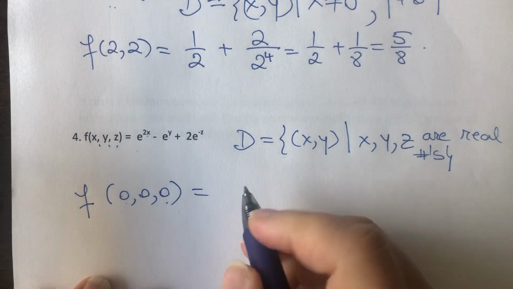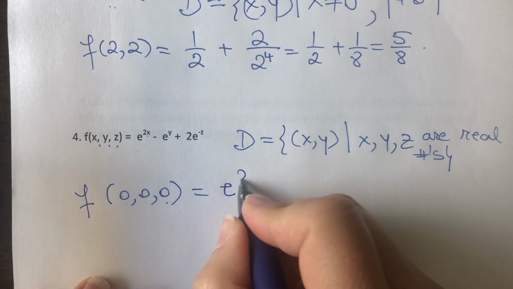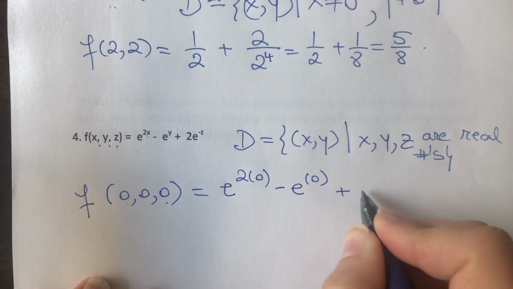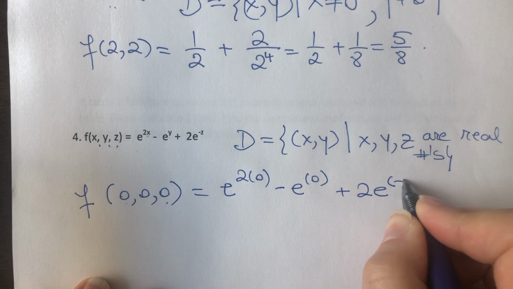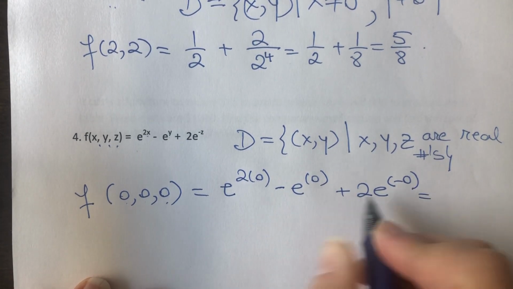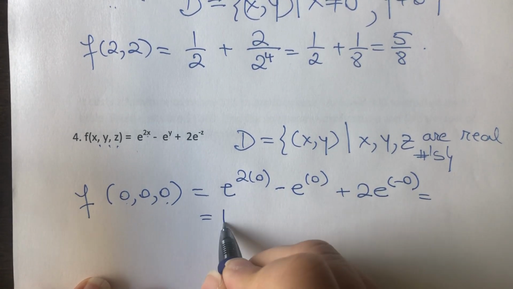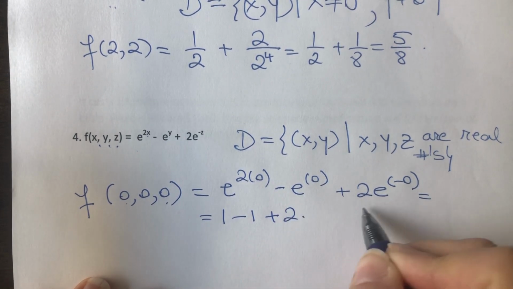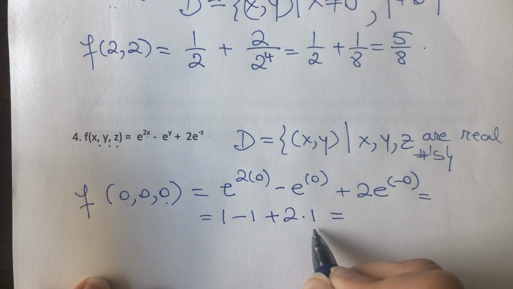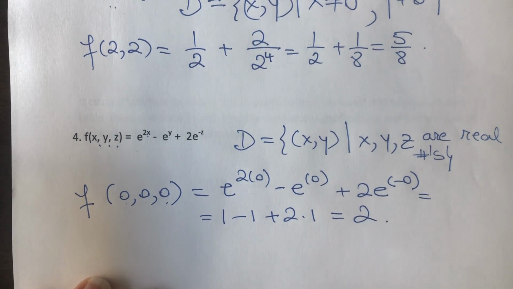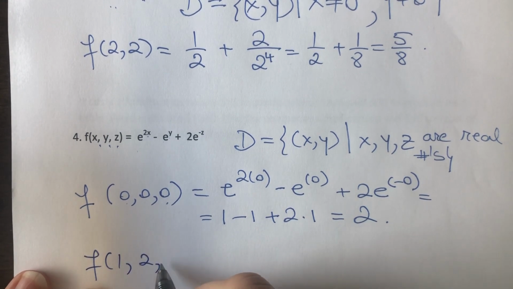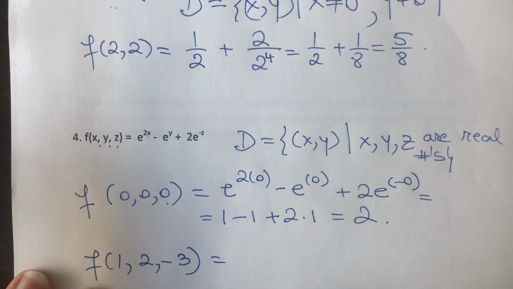Okay, so I'm going to get an e to the 2 times 0, minus an e to the 0, plus a 2e to the negative 0. Well, that's all 0. E to the 0 is 1. E to the 0 is 1. 2 times e to the 0 is 2, so we're going to get a 2 for an answer. Okay. All right, let's try one more. 1, 2, and what did I choose here? Negative 3. Okay.